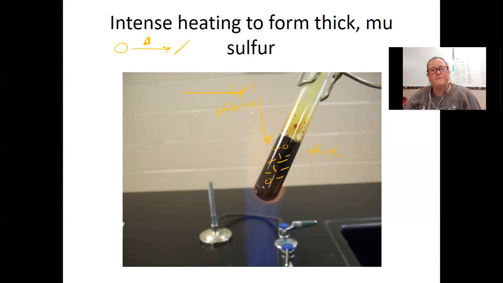So just changing the arrangement and the shape of the molecules results in, number one, that liquid being very, very thick, this mu sulfur, which is this allotropic form of sulfur, but also the rings are a different color. So up here we have some vapor, sulfur vapor. The atoms are really far apart and they can move.